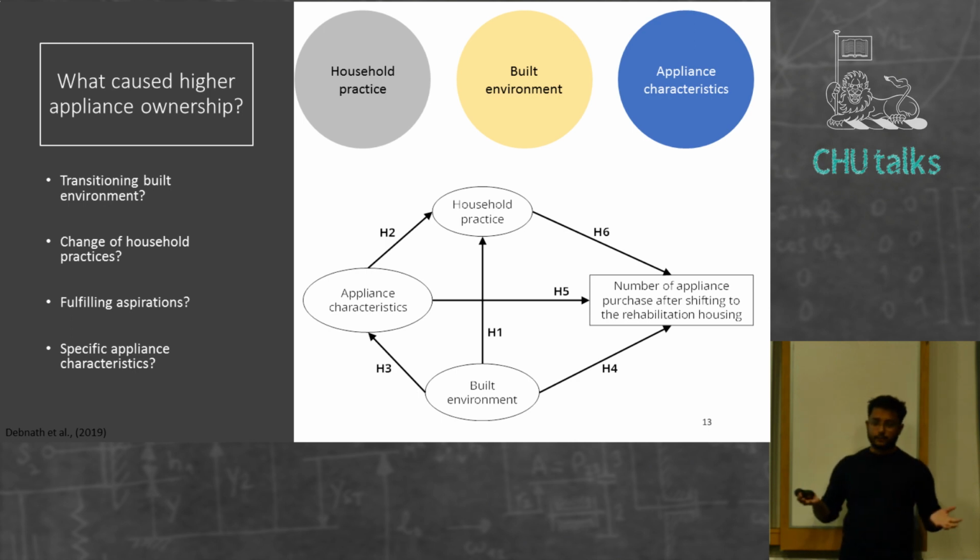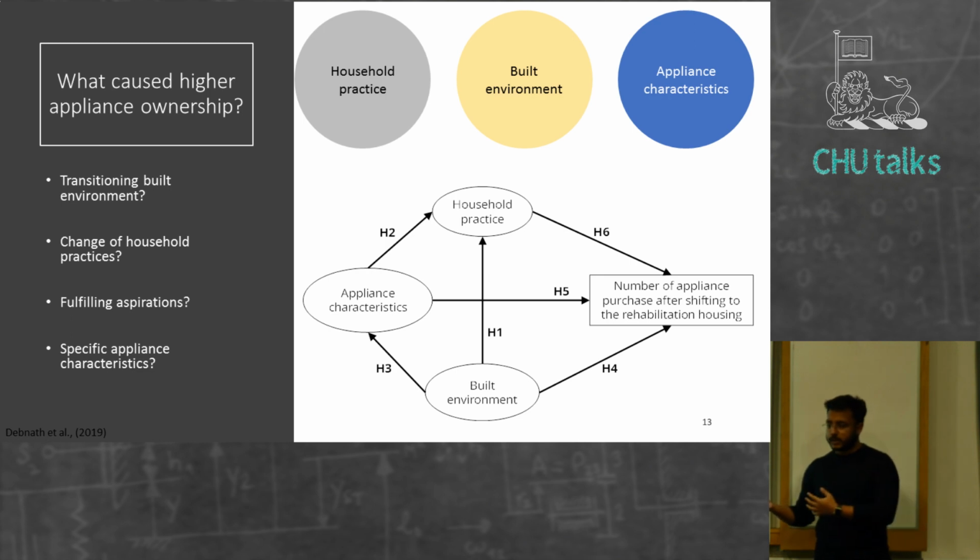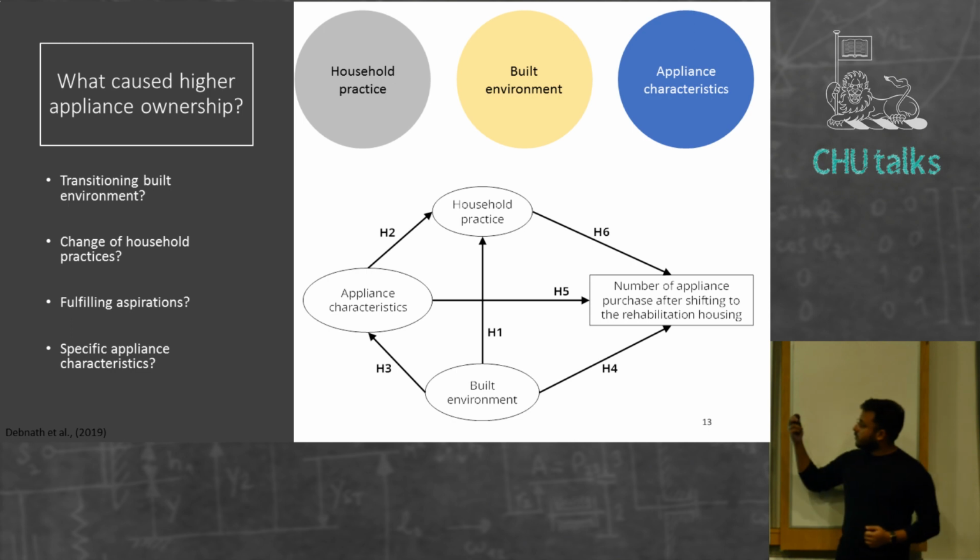Or is it just that they are fulfilling aspirations because they feel that they have moved up the social ladder as they have moved from slums to a permanent housing structure? Can that be a problem? Or is it because these houses are closer to the market, so they have more access to appliances, especially different brands and things like that? So we asked this in three broad themes.